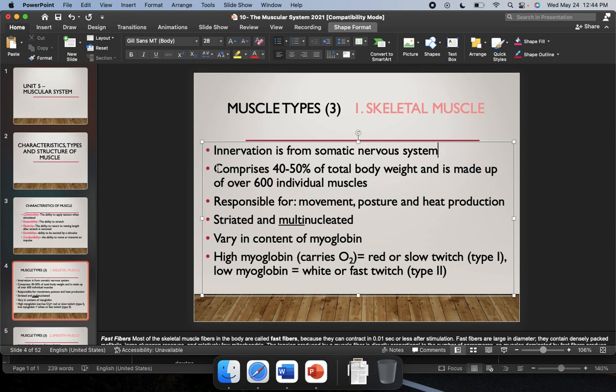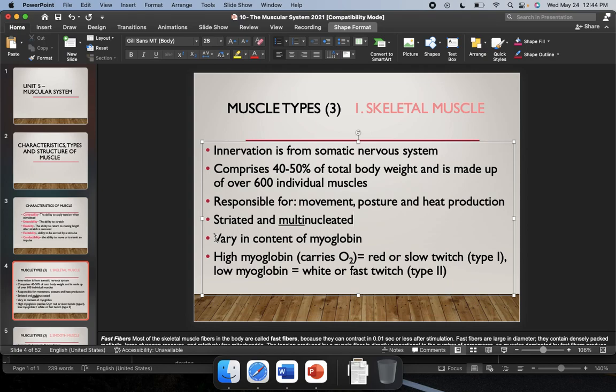If you take a moment and think about your body in general, you will appreciate very quickly how much of your body is actually made up of skeletal muscle. Skeletal muscle comprises 40 to 50% of total body weight and is made up of over 600 individual muscles, responsible for movement, posture, and heat production. When we get cold, we shiver, etc. Skeletal muscle is striated and multinucleated. We're going to see a picture of that coming up.